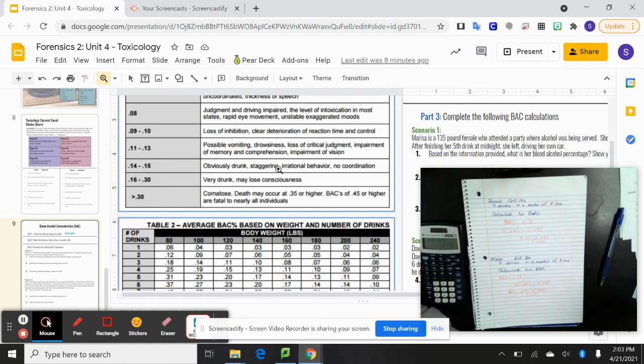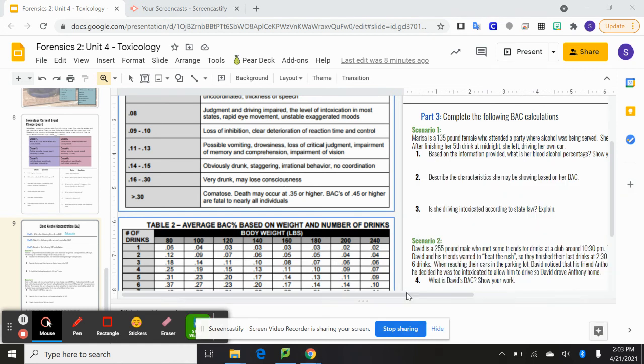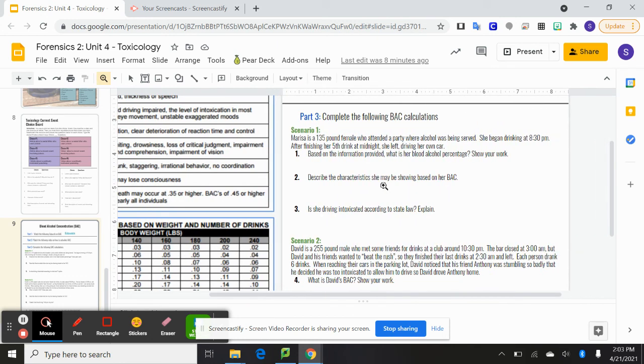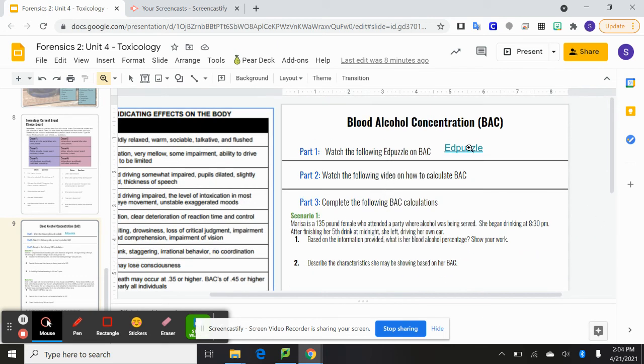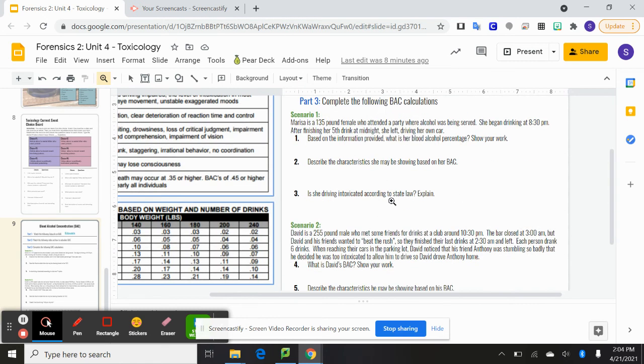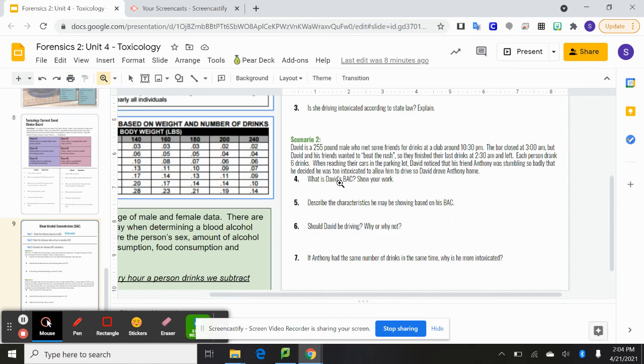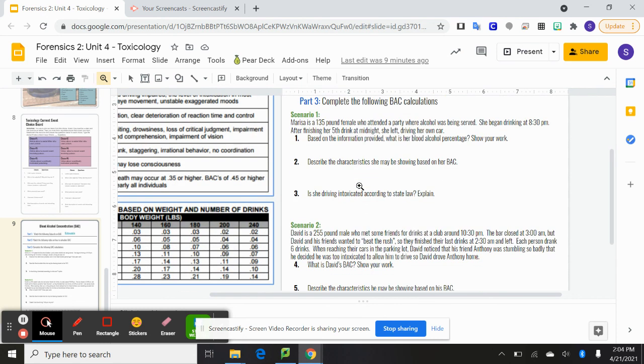So what you're going to do now is you have your worksheet here. Okay, I give you a couple scenarios, so make sure you watch the EdPuzzle. This would be the link here as this video here, and then complete the following calculations. You're going to look at, okay, I have a 135-pound girl, figure out the time frame, figure out the descriptions from this page. Is she driving intoxicated according to the state law? Please explain. Then you get down to scenario 2, and you're going to answer these questions as well. Please make sure you show your work as to how you figured out your BAC. Don't just give me an answer because I will not give you full credit. Let me know if you have any further questions on this assignment.